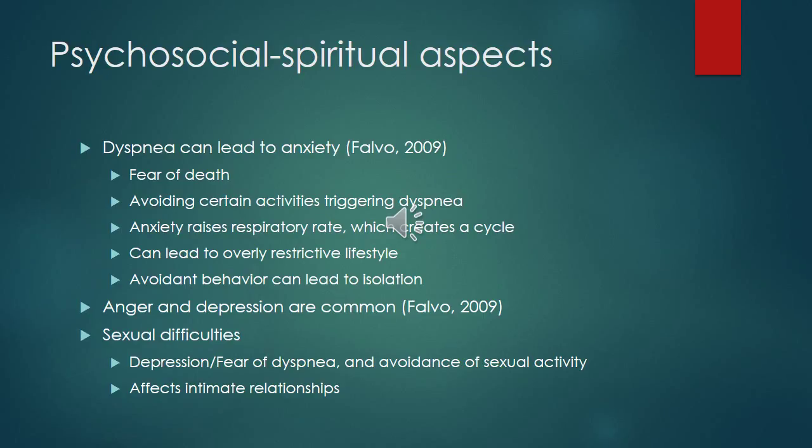Much of the literature talks about a very common cycle associated with anxiety and shortness of breath. We'll focus on Falvo's explanation of it here. Many times when people experience dyspnea or shortness of breath, they may have a fear of dying at that moment. So fear of death either immediately or fear of death in the long run as the disease progresses. As many people start to think about that and experience that level of fear, that actually raises their level of anxiety.